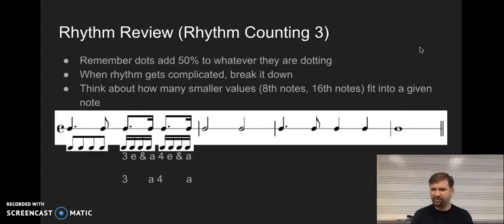Let's look at some rhythm as well. This is reviewing rhythm counting 3. Remember that dots add 50% of whatever they're dotting. So plus an extra half of what it is, or plus 50% of whatever it is. You can dot notes and rests.